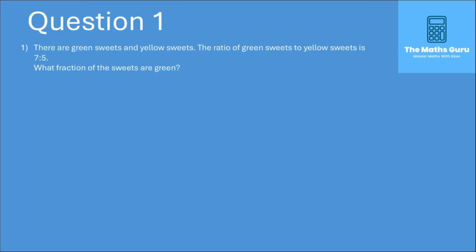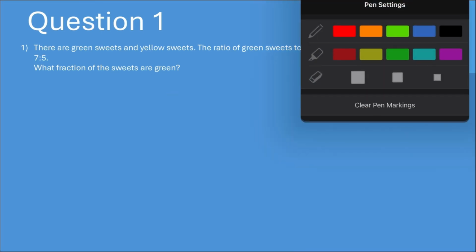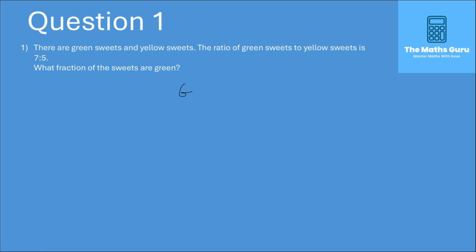So, there are green sweets and yellow sweets. The ratio of green sweets to yellow sweets is 7 to 5. So, the first thing you want to do is do a ratio. Actually, I like black. Green sweets to yellow sweets. The ratio is 7 to 5. Okay, what does this actually mean?